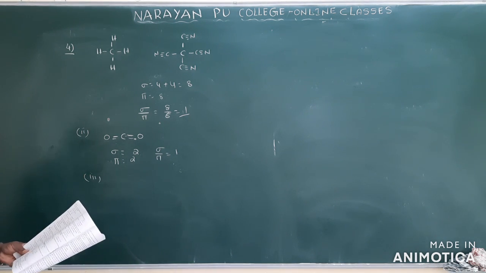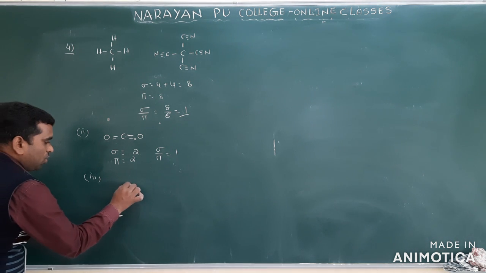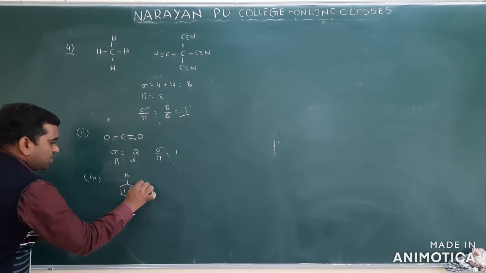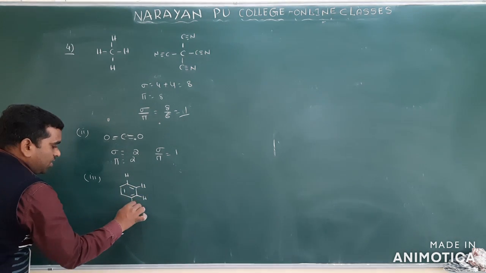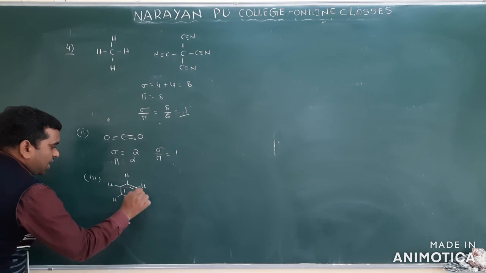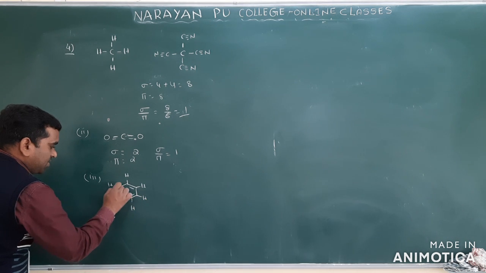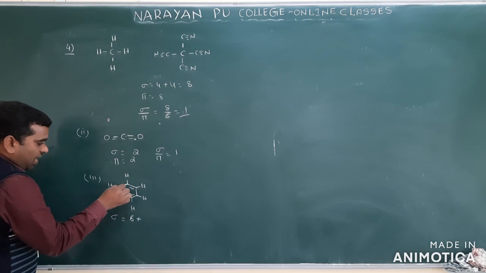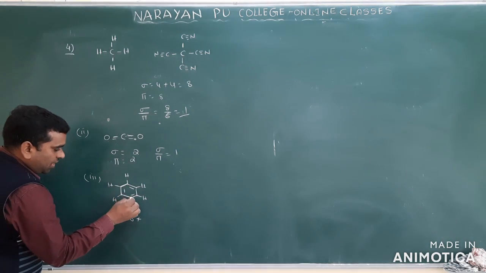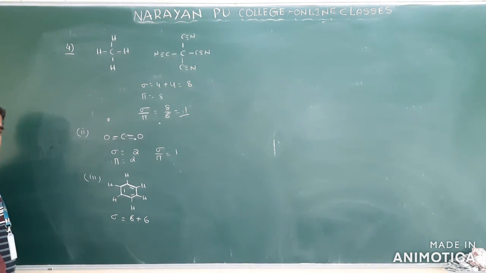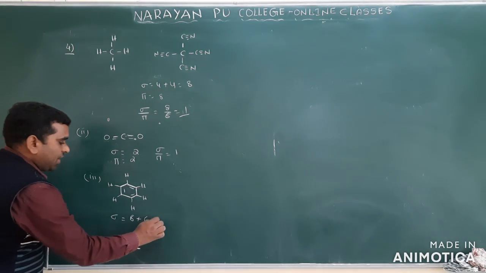Third one, what is here? Benzene. Benzene you already know. This is benzene, C6H6, hydrogen, hydrogen, hydrogen, hydrogen, and hydrogen. CH bonds, these all are sigma bonds. 1, 2, 3, 4, 5, 6. 6 sigma bonds here. And now these all are 1, 2, 3, 4, 5, 6. 6 sigma bonds. Clear? Total how many are here?